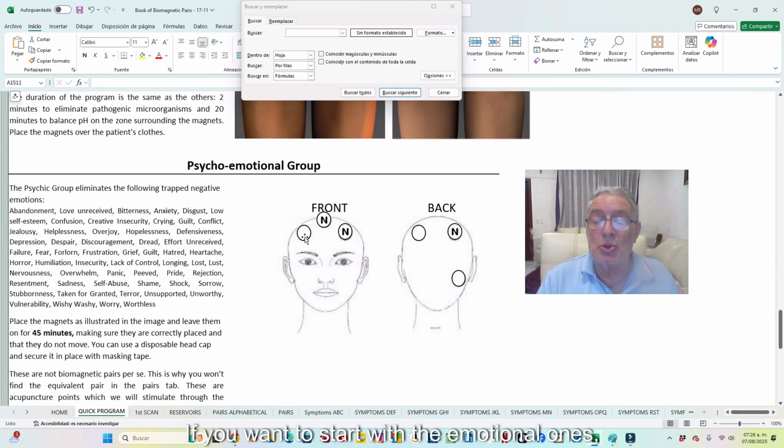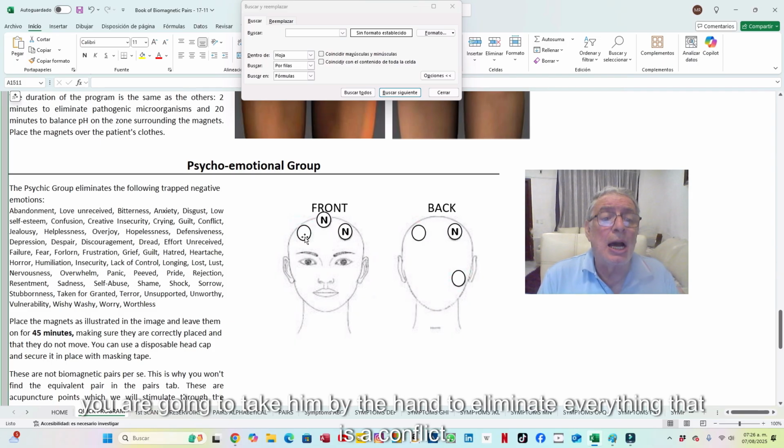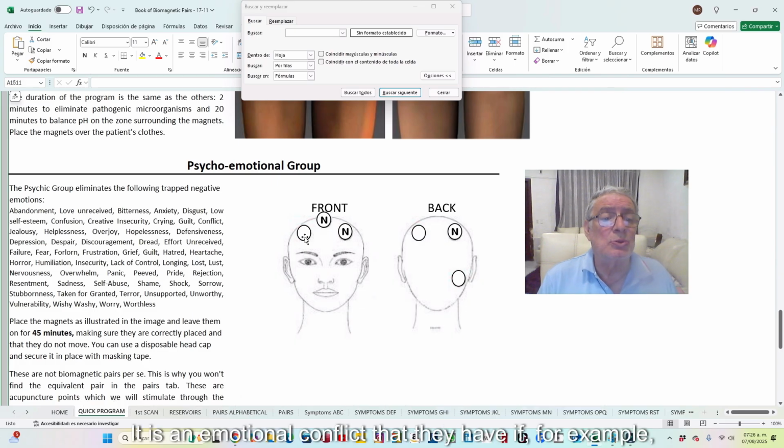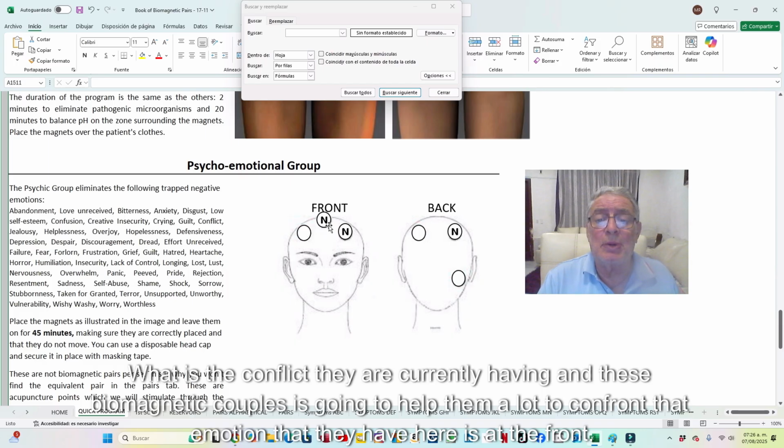If you want to start with the emotional ones, that's fine, because you are going to talk to your patient. You are going to take them by the hand to eliminate everything that is a conflict. It is an emotional conflict that they have. If, for example, they have depression, distress, disgust, low self-esteem, confusion, it is important that you talk to your patient so that they can give you details. What is the conflict they are currently having? And these biomagnetic pairs are going to help them a lot to confront that emotion that they have.